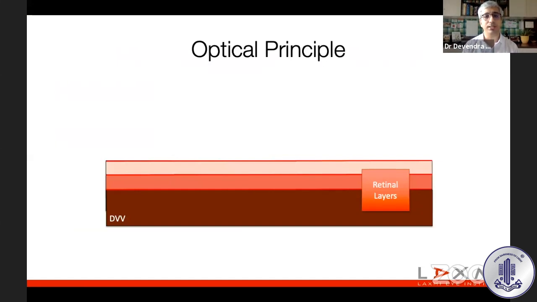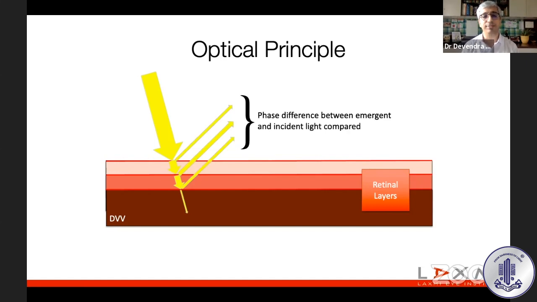So we're actually using light and the coherent properties of light to make a pictorial depiction of a section of tissue. So the optical principle is basically light is shone into the eye, and when it reaches the retinal layers, at every interface, there is some amount of light which is transmitted through and some amount which is reflected back. And subsequently at the next interface, some is transmitted through and some is reflected back. And this continues to happen. And ultimately the phase difference between the emergent rays or reflected rays of light and that light which was incident into the tissue is compared. And this comparison allows us to get a pictorial depiction of the optical properties of the tissue.